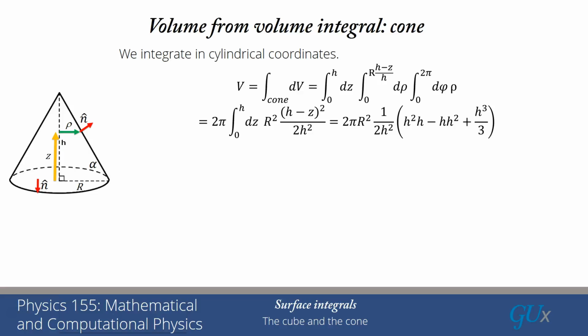Well, let's look at each term. There's an h squared term. When I do that integral, I'll get h cubed. There's a minus 2hz term. When I do that integral, I will get minus h cubed. And then there is a plus z squared term. When I do that integral, I'll get z cubed over 3 evaluated between 0 and h, which gives me h cubed over 3. You can see the first two terms there are going to cancel, and I'm left with h cubed over 3. The 2's cancel. Two factors of h cancel with the h squared in the denominator, and I'm left then with 1/3 pi R squared h, which is indeed exactly the volume that we got the other way.